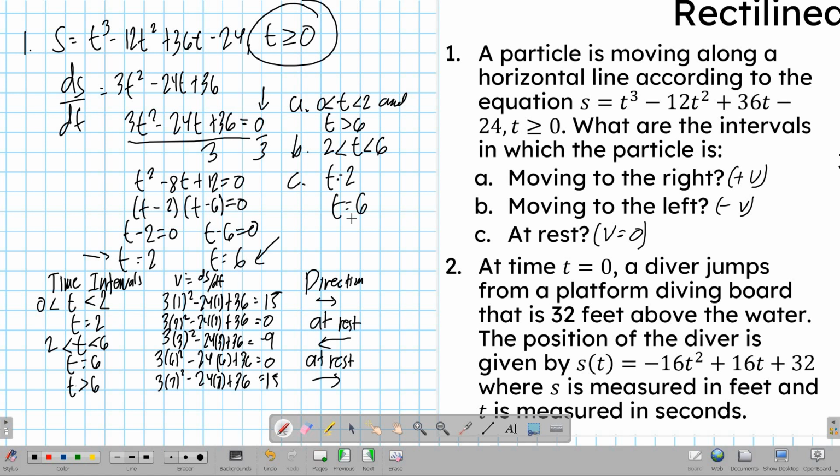At time t equals 2, the particle stops. It doesn't move. At time t equals 6, it will also stop. So that's our answer for number 1.